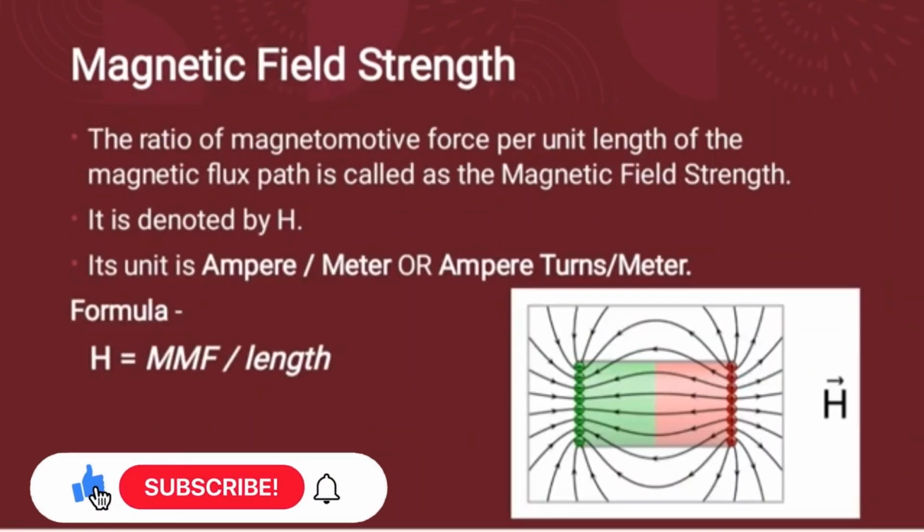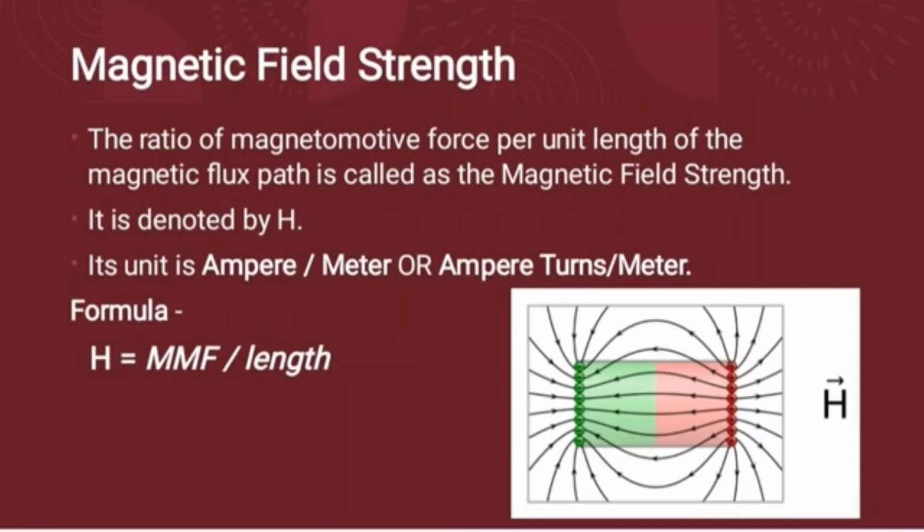The other concept is magnetic field strength. The ratio of magnetomotive force per unit length of the magnetic flux path is called the magnetic field strength. It is denoted by the letter H. H is equal to MMF divided by the length. We know the MMF unit is ampere turns, so H is equal to ampere turns divided by length. Length is in meters, so the magnetic field strength has the unit ampere turns per meter.